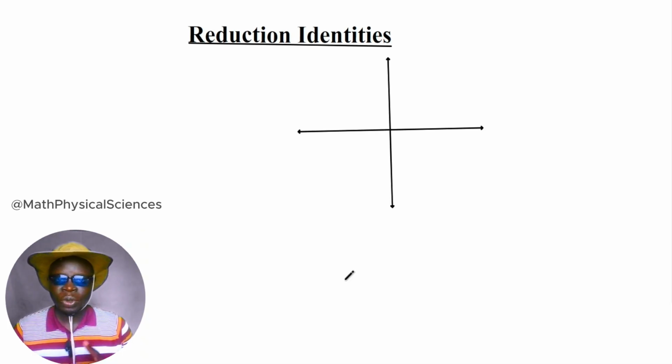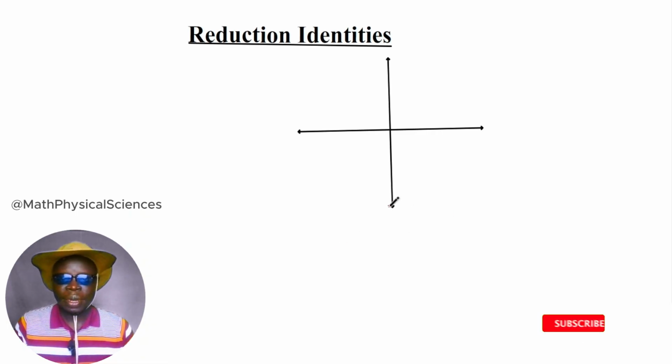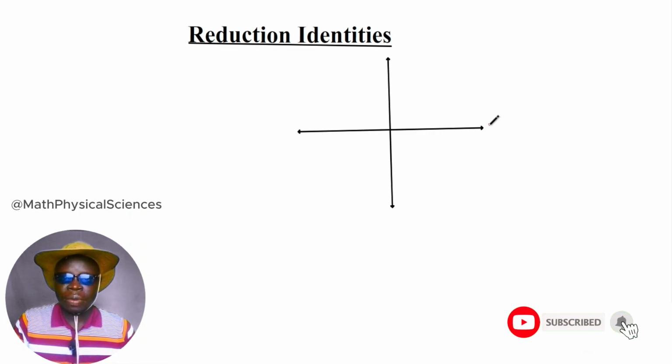Today on our board, we're going to look at reduction identities, or sometimes we call them reduction formulae. Now we have here our Cartesian plane, and from here we start measurement from 0 degrees, and our measurement takes this direction, that is anti-clockwise, as positive, and the clockwise is considered as negative.